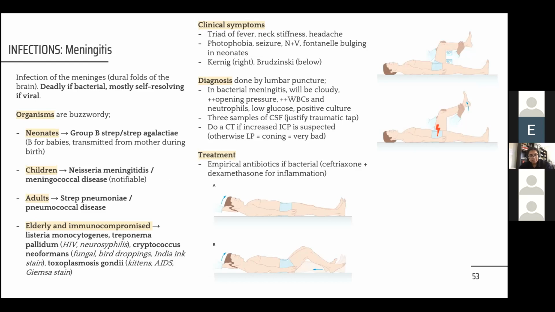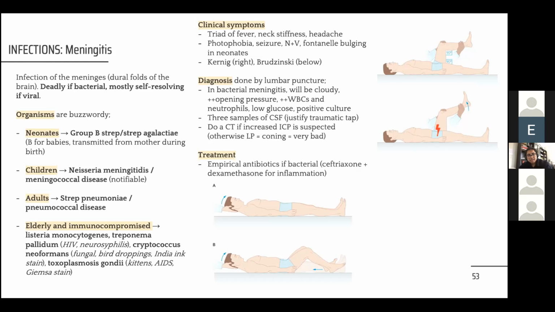So Treponema pallidum can cause neurosyphilis. Cryptococcus neoformans is a fungal condition. It can come from bird droppings. And if you ever see in a question that they're using an India ink stain, that's always Cryptococcus neoformans. And toxoplasmosis is the one that you get from kittens. And it's detected by a GM stain. So if you see a GM stain in the stem, that's toxoplasmosis.